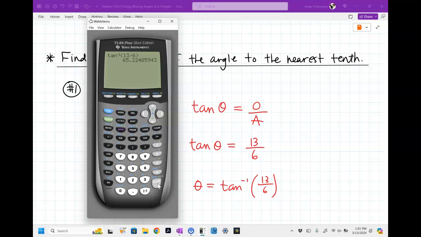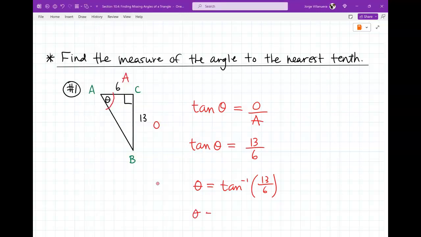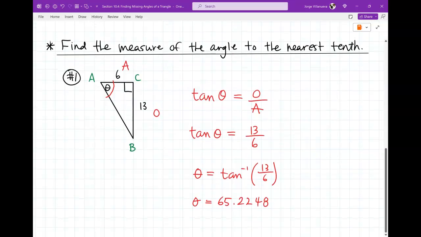65.2248. I'll just stop after 4 numbers. So 65.2248. So theta is 65.2248. Now I'm supposed to round it to the nearest tenth. So what's my answer?